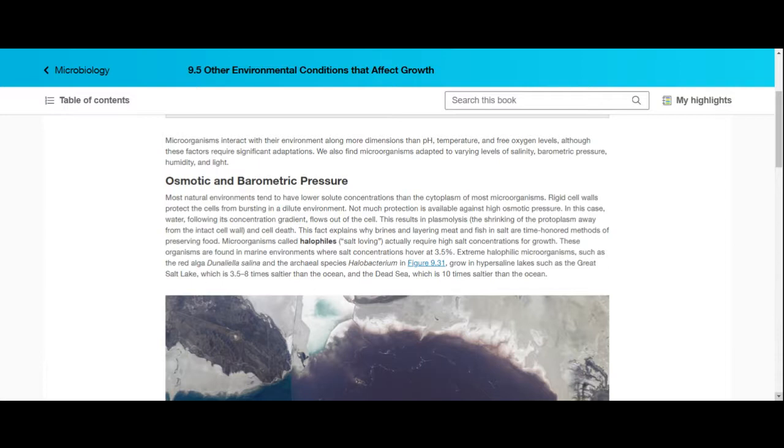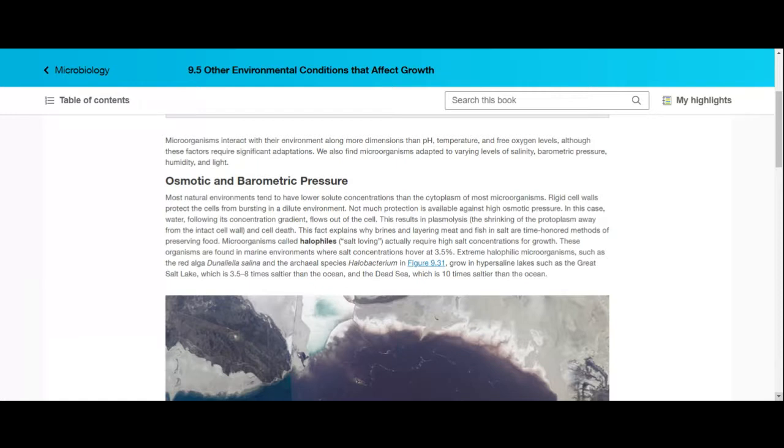So halophiles live in areas where there is a high salt concentration. You see they're found in marine environments like in the sea where salt concentrations hover at 3.5%. We have those that live in the Great Salt Lake or in the Dead Sea. They require that osmotic pressure, that hyperosmotic environment in order to survive. If you were to put them in just a normal saline environment or in normal water, they're going to die. They're not going to be able to survive that.